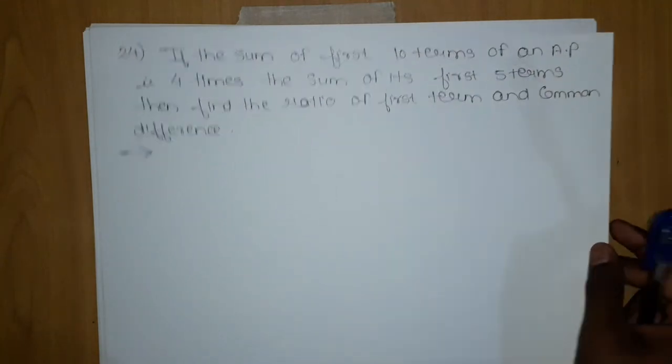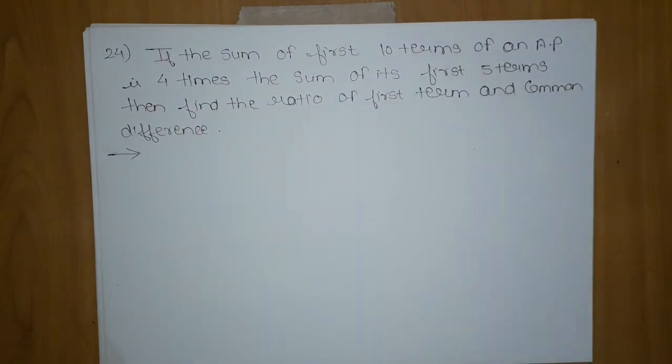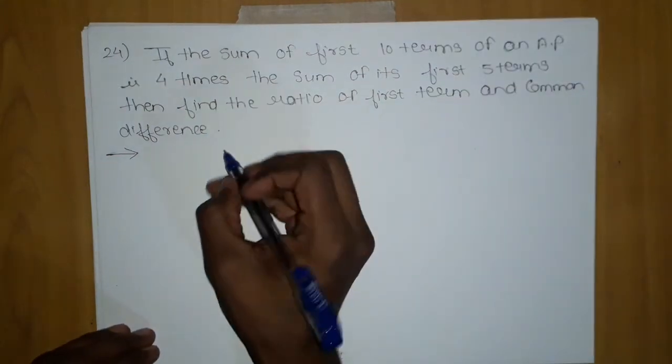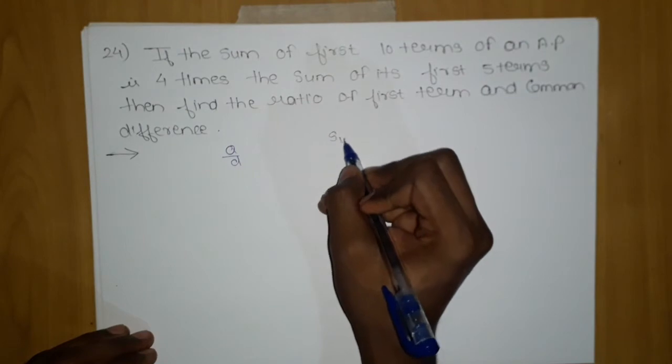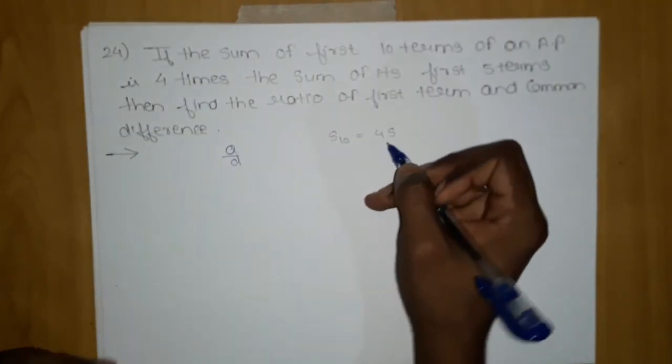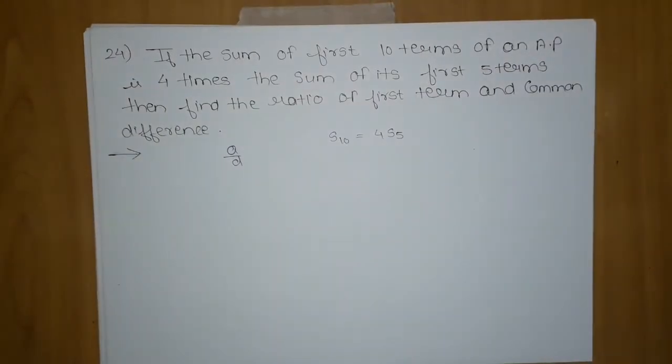Okay, the question number 24 says as follows: if the sum of first 10 terms of an AP is 4 times the sum of first 5 terms, then find the ratio of the first term and common difference. So they are telling me to find a by d. Okay, they have given that this is equal to 4 times the sum of first 5 terms.